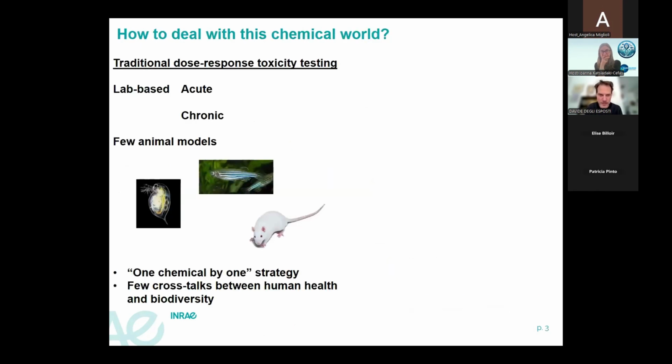And as we have already seen from my previous colleagues, our traditional dose response toxicity testing based on laboratory acute or chronic exposures on few animal models is showing its limits, especially with the standard strategy of testing one chemical by one, and the fact that up to now we still had few crosstalks between human health and biodiversity.